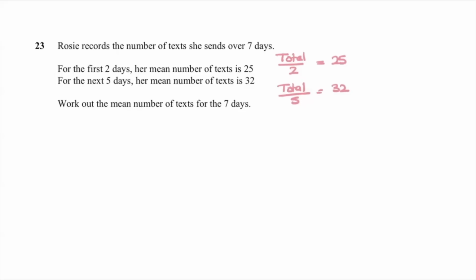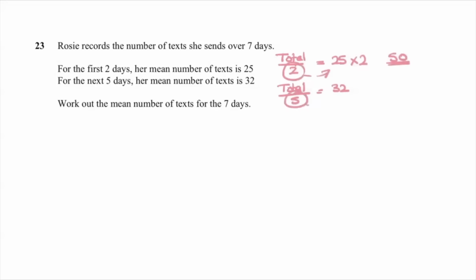In order to do this, I am going to take the first one that I wrote out here, total divided by 2 equals 25. Get rid of the divide by 2 by moving it across, landing as times by 2. And my total for the first 2 days is 50.